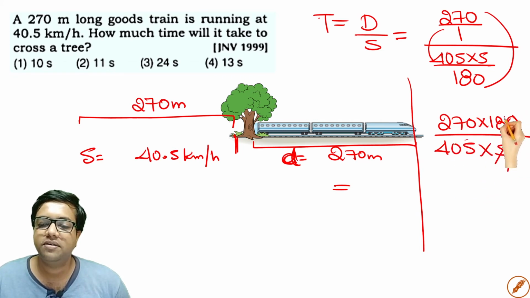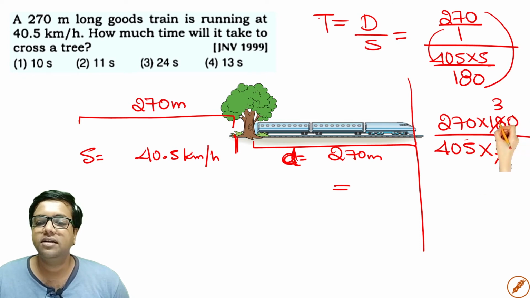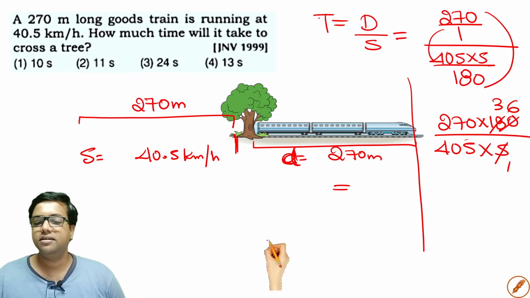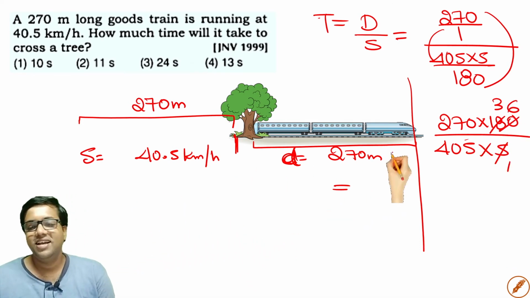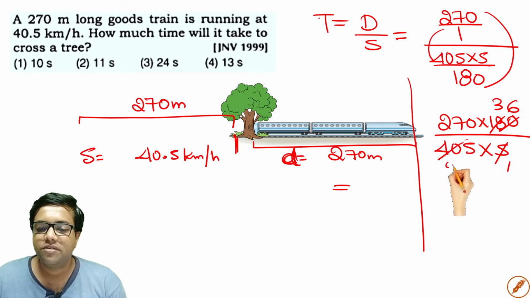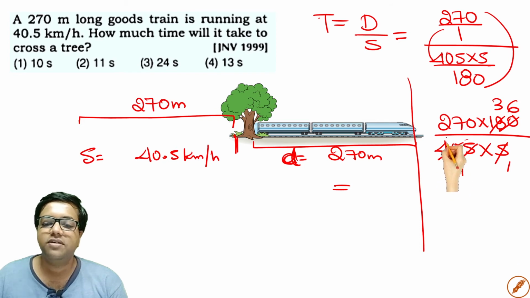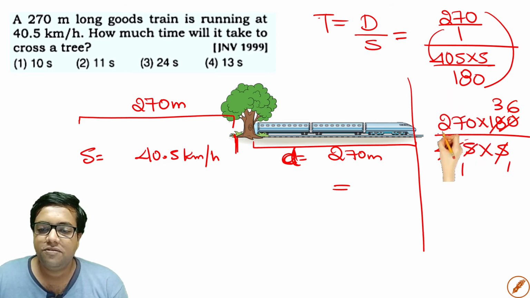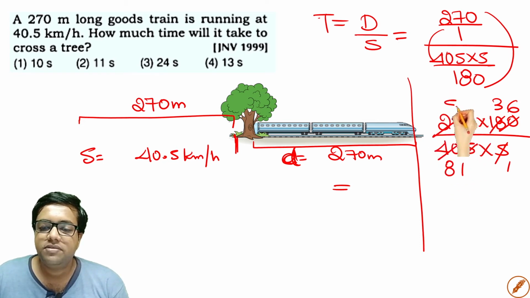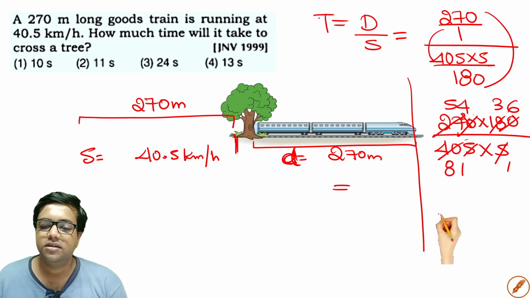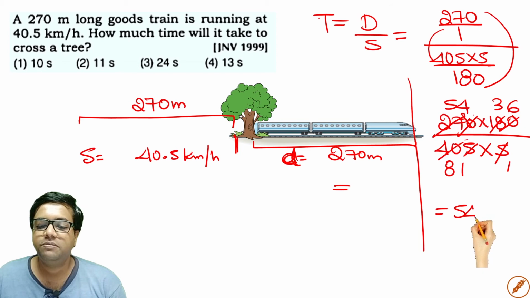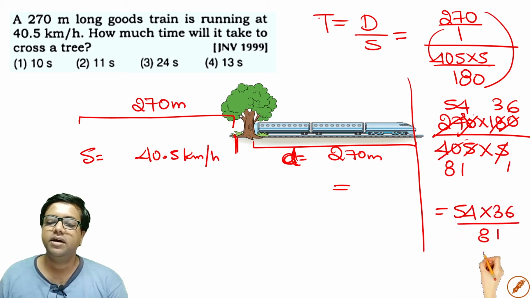5 ones are 5. 5 threes are 15. 3 remains. 5 6s are 30. And this can also be taken away by 5. 5 8s are 40. 5 8s are 40. And 5 ones are 5. 5 5s are 25, 2 remains, 5 4s are 40. So what you are left with is 54 into 36 by 81.